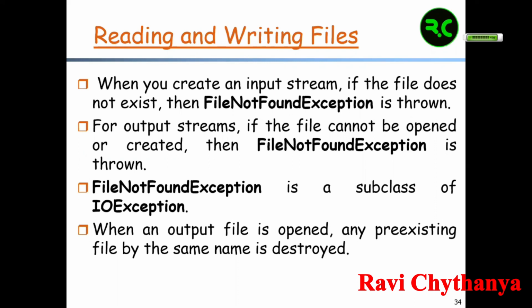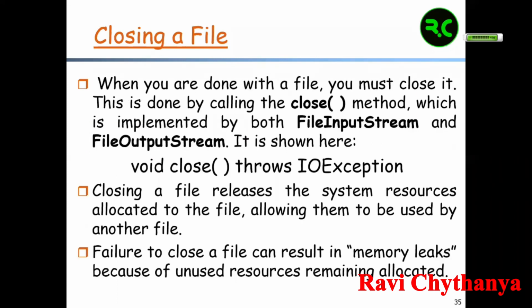When an output file is opened, any pre-existing file by the same name is destroyed. When I open a new file with the same name, the previous file will be destroyed, and it will create a new file with the same name with empty data. And when I want to close a file, I simply use a method called close, which can throw an IOException.